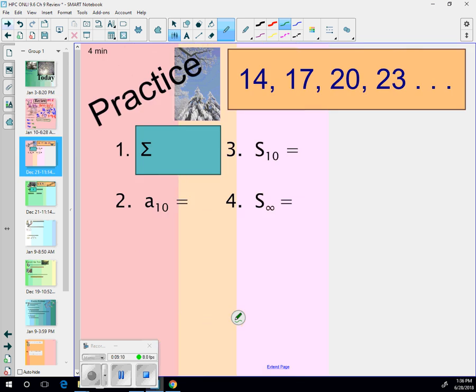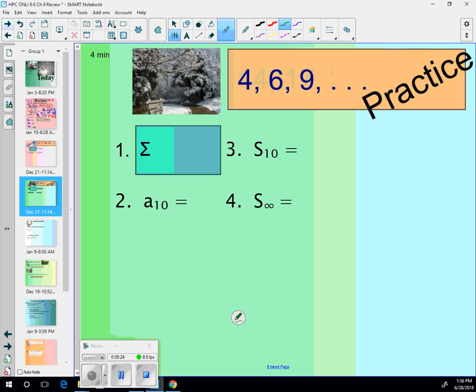All right, here's some practice. I have a sequence. You come up with the sigma. You come up with the sum to infinity if it has one, and the 10th term. Do the same with this one. Is it arithmetic or geometric? Make that sigma notation. Sum. Does it have a sum to infinity? Can you find that A10?